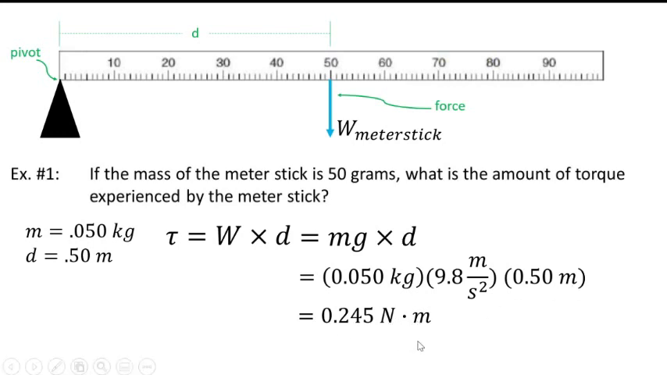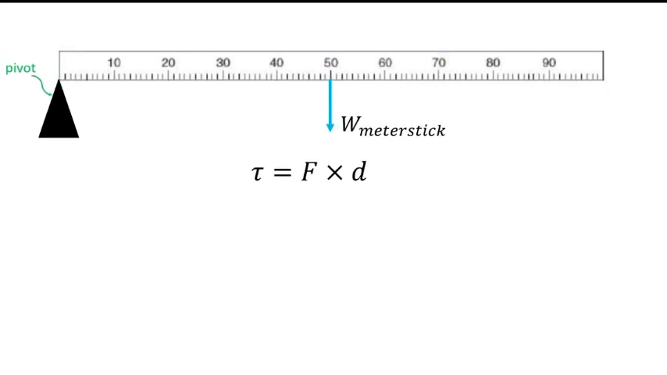This is the magnitude of our torque, so we also need to indicate its direction. For torque, there are two directions: either clockwise or counterclockwise. Since this force is going down, the tendency of the meter stick is to rotate in this direction, and we call this clockwise. Our final answer for torque is 0.245 Newton meter clockwise, or CW. What will happen if we position our knife edge at the center of the meter stick?